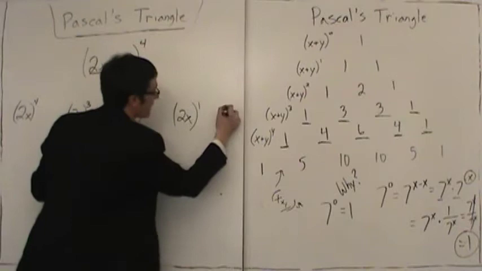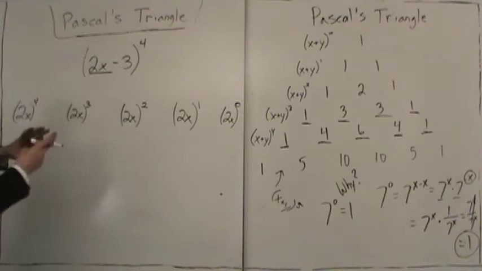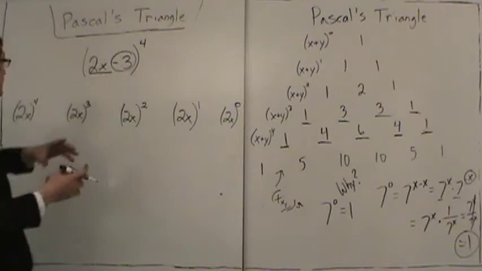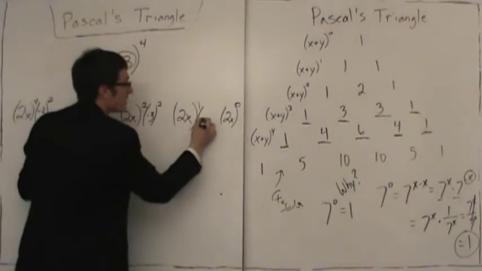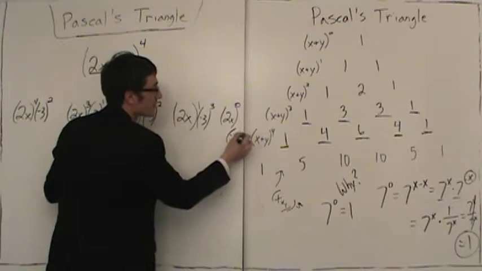And now what do we have? Now we do the second term backwards, starting at power 0 for the negative 3. So now we have negative 3 quantity to the 0, negative 3 quantity to the 1st, negative 3 quantity squared, negative 3 quantity to the 3rd, and negative 3 quantity to the 4th.